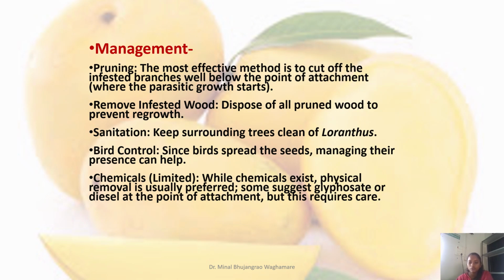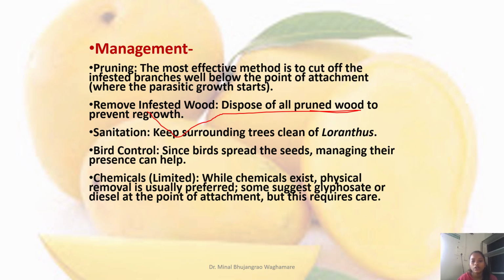Coming to the management, yes, we have to go for pruning. That is nothing but removing the branches and twigs having the Loranthus infection, and cutting below the site of infection, up to 7 to 10 centimeters or 10 to 15 centimeters. Because pruning will help to remove such parasitic growth of the Loranthus from the plant. We have to remove the infested wood, that is, dispose of the pruned wood to prevent regrowth. Proper disposal of the infected wood is also necessary.